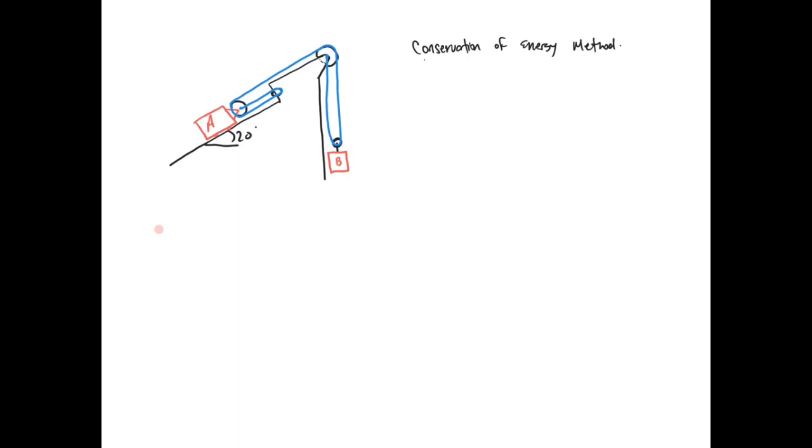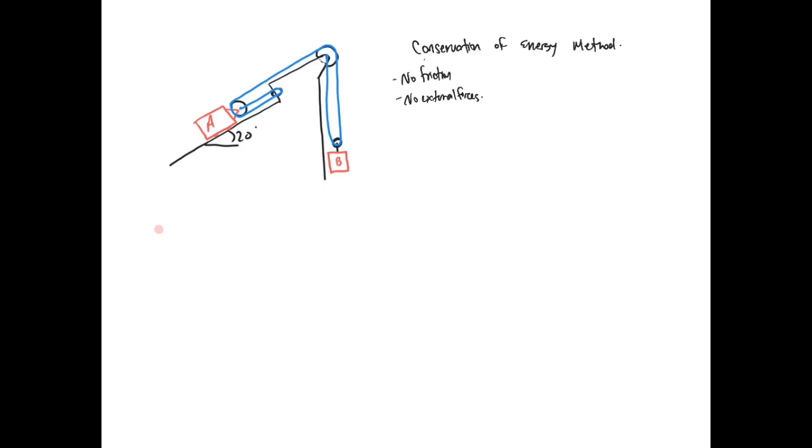First of all, you can't have any non-conservative forces. So the only reason we're allowed to use this method is because we have no friction and no external forces. So that's why we're allowed to use the method here.